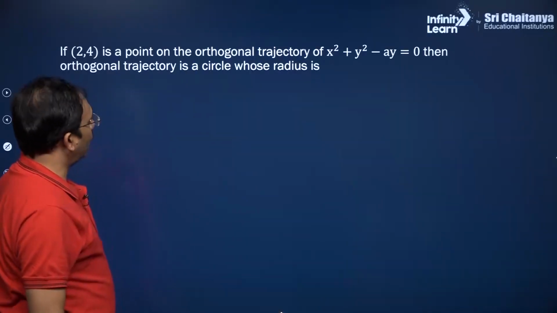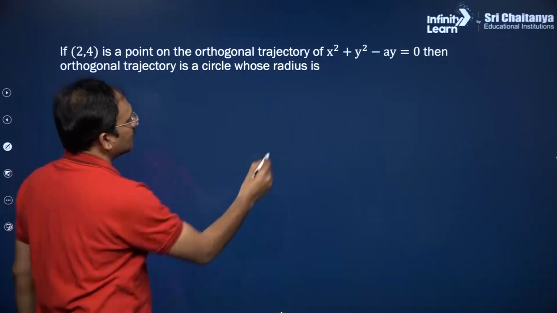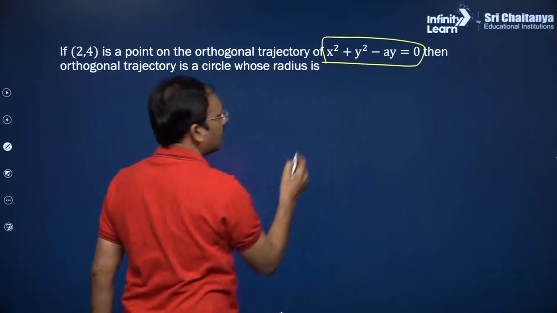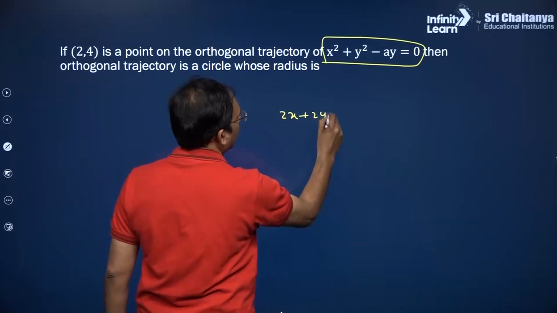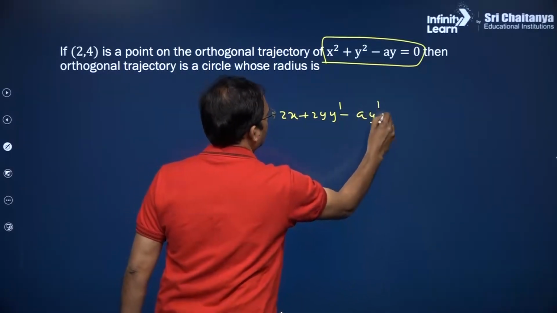Next, (2, 4) is a point of orthogonal trajectory. In the sense, my dear friend, this is a family of curves. So you just find its differential equation: 2y y dash minus a y dash equal to 0.